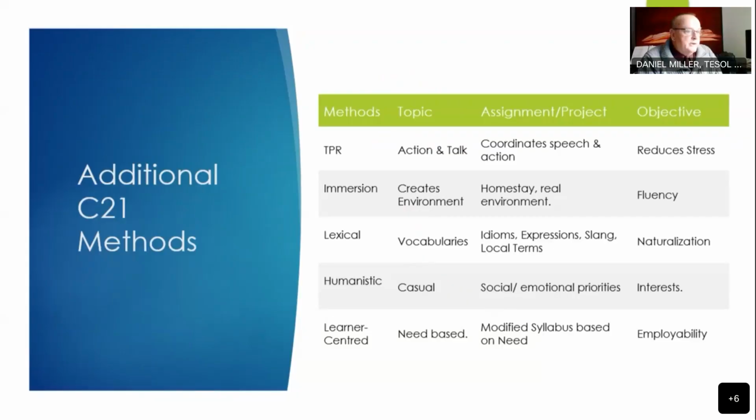And then there's the humanistic approach. With the humanistic approach being more casual, this focuses on the social and the emotional priorities and those types of interests. The learner-centered methodology is needs-based. It's a modified syllabus based on the needs of the student.